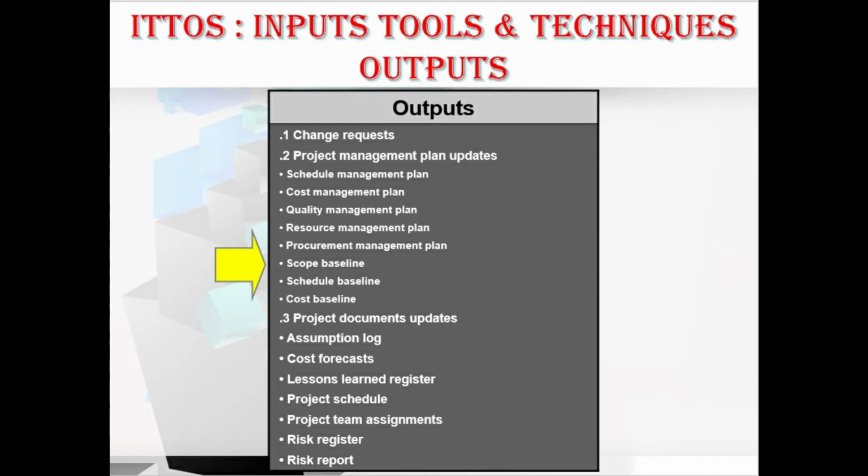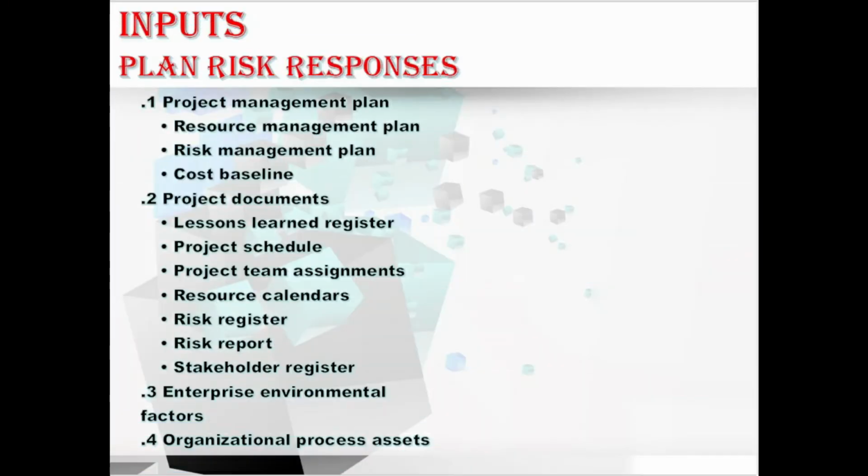Okay, fine. Let's discuss these inputs first in more detail. In inputs, first we have the project management plan, consisting of the resource management plan, risk management plan, and the cost baseline. Let me explain one by one. First, the resource management plan. It is used to help determine how the resources allocated to agreed-upon risk responses will be coordinated with the other project resources.